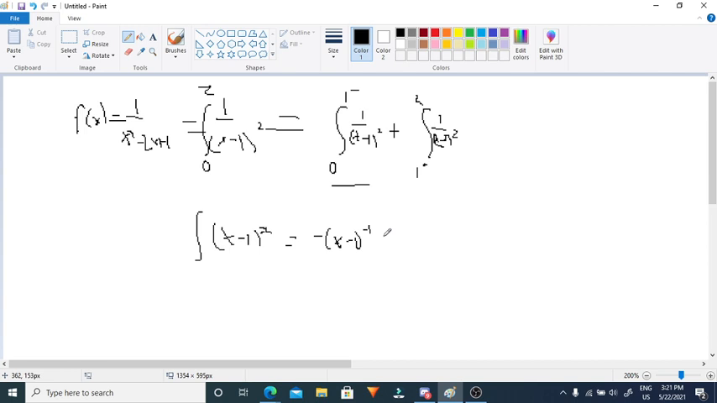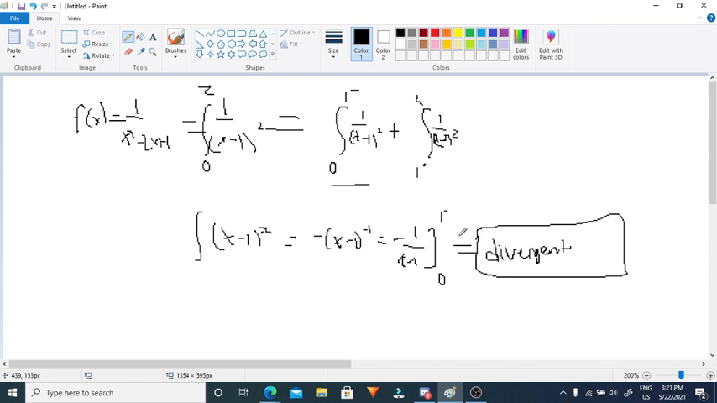And now this is equal to negative 1 over x minus 1, so you can see that better. And we're going to plug in 1 and 0. And we'll notice that when we approach 1 from the negative side, the denominator is still approaching 0. So it's going to be infinity, which means it's divergent, which means that the whole thing is divergent. And that's the final answer.